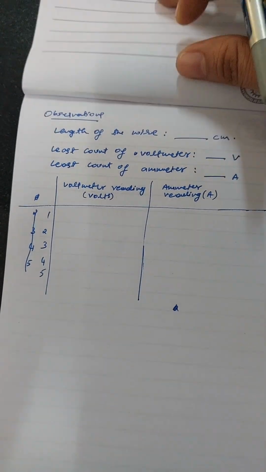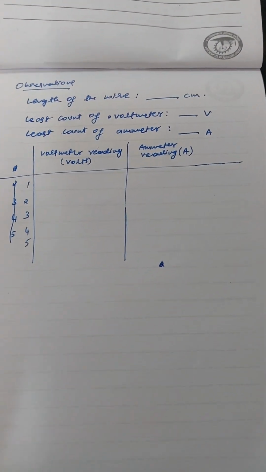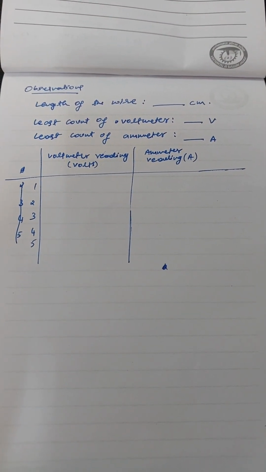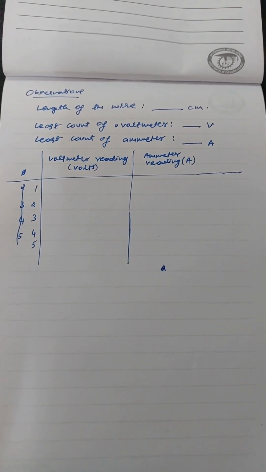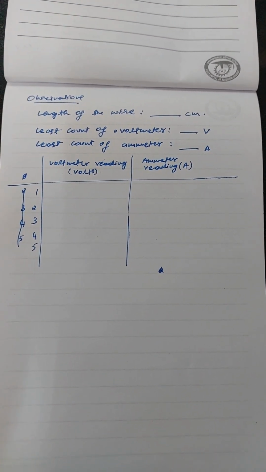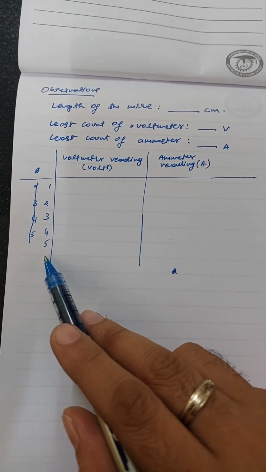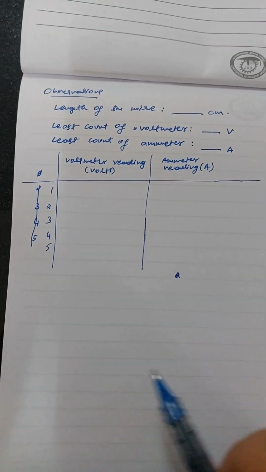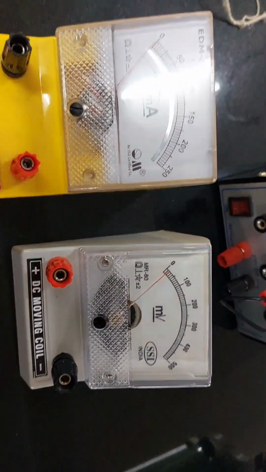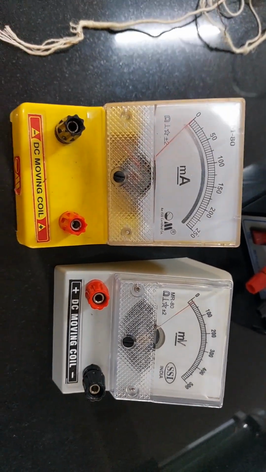Now the observations that we have to calculate is obviously the length of the wire. We can measure the length prior to starting the experiment, and then we have to calculate the least count of the voltmeter and ammeter involved, and this is the observation table. At least 5 observations should be made since we are plotting the graph. So first let us find out the least count of voltmeter and ammeter.